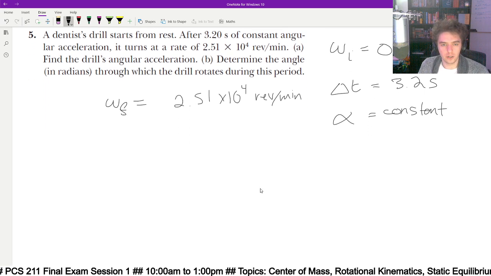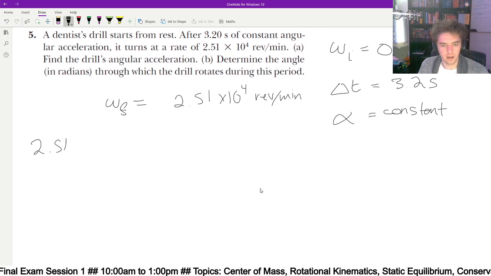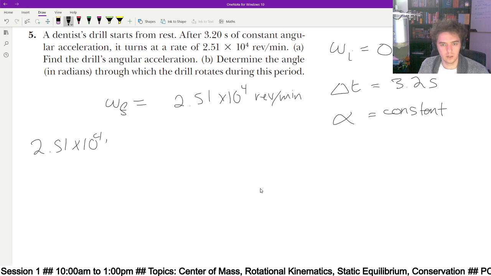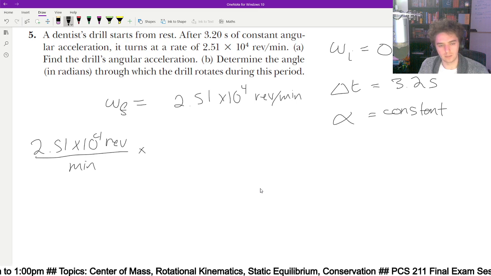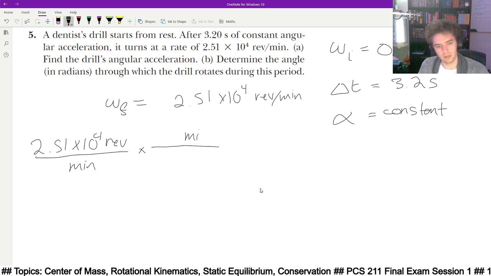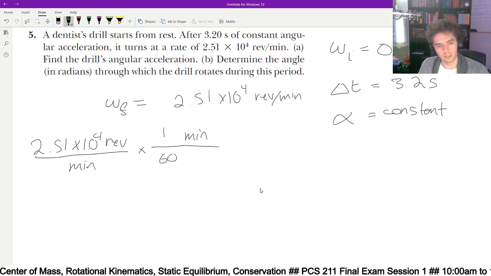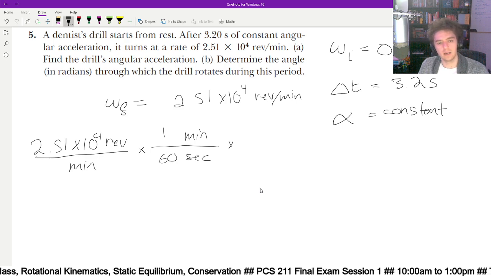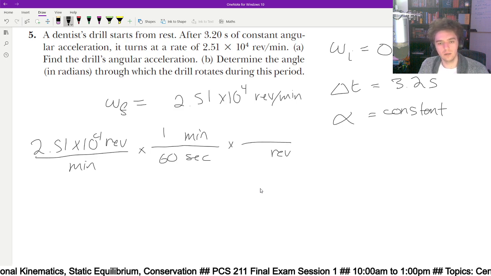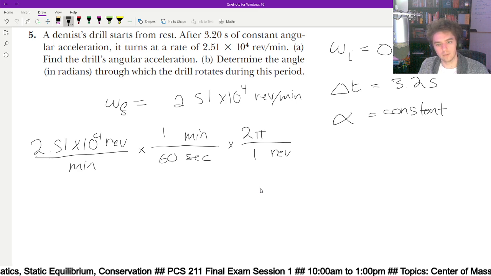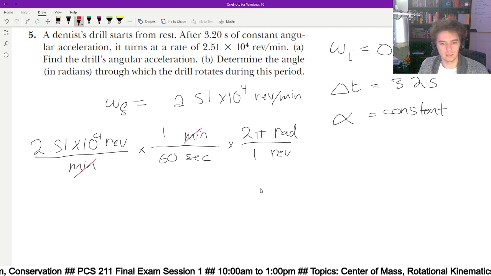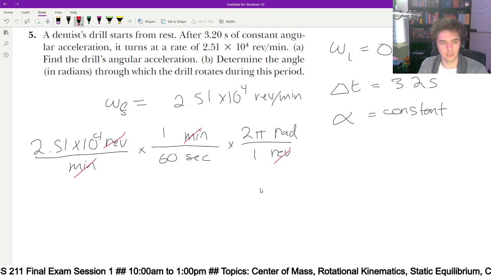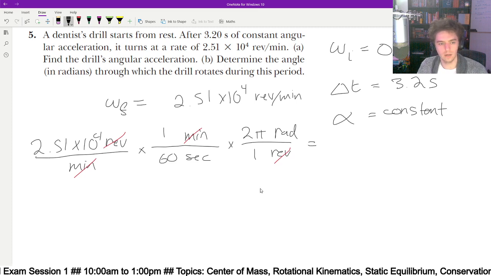So I'll write over here, 2.51 times 10 to the 4 revolutions per minute into radians per second. First, let's get rid of the minute, so I'm going to put a minute on the top. In 1 minute, there's 60 seconds. Then I want to get rid of revolutions. In 1 revolution, there's 2 pi radians, right? So we'll have radians per second after this.